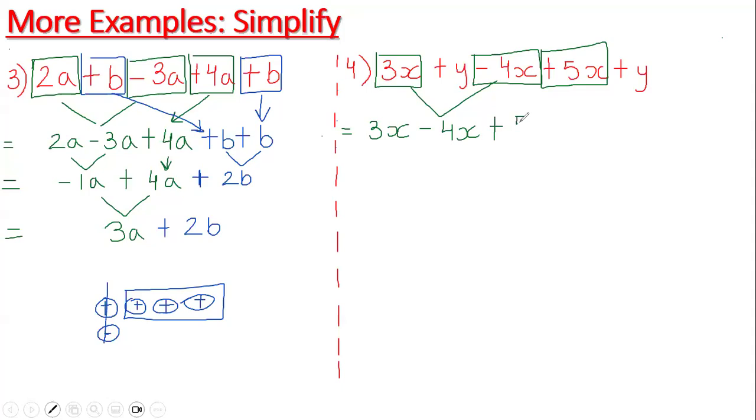Plus 5x. Good. Then we're going to do the same for the y's, because y plus y. So we group together the y, so it's going to be y plus y. And this is going to be what? Y plus y.